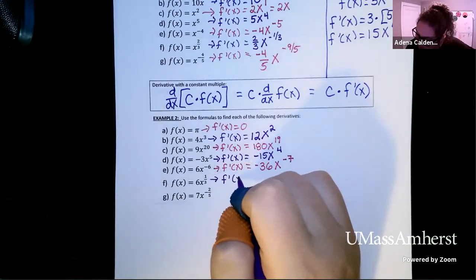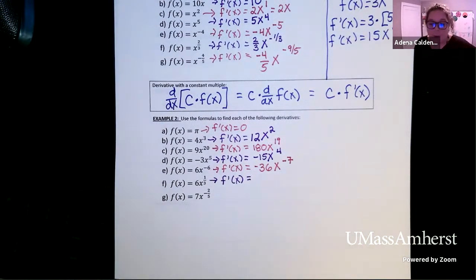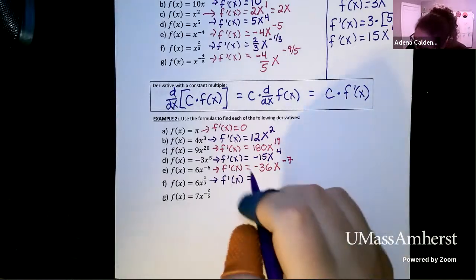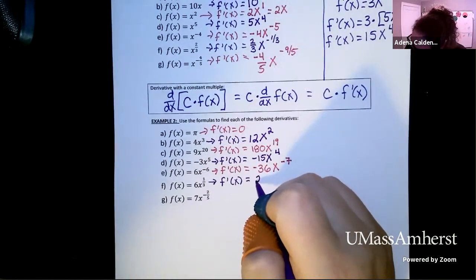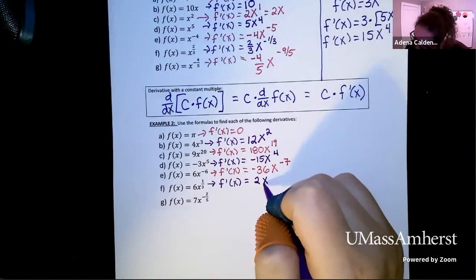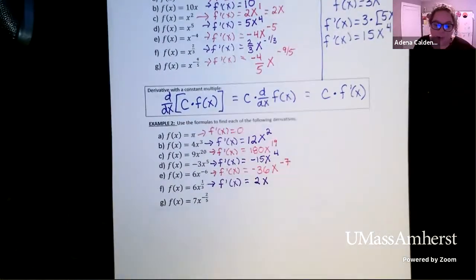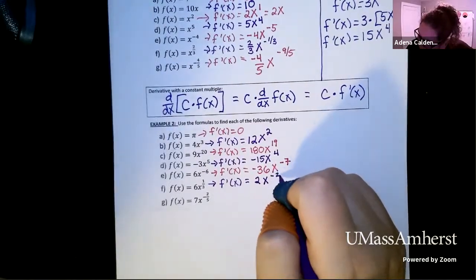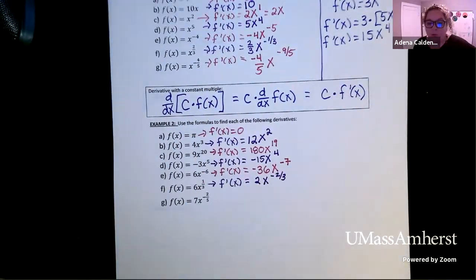For our next one here, we're going to be a little bit careful with our fractions. So the 1/3 will come down to multiply the 6. So 1/3 times 6 is just going to be 2x. And now we have to subtract 1 from the power. So 1/3 minus 1 is negative 2/3.